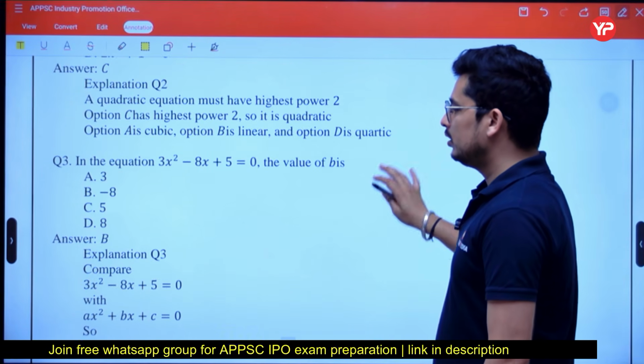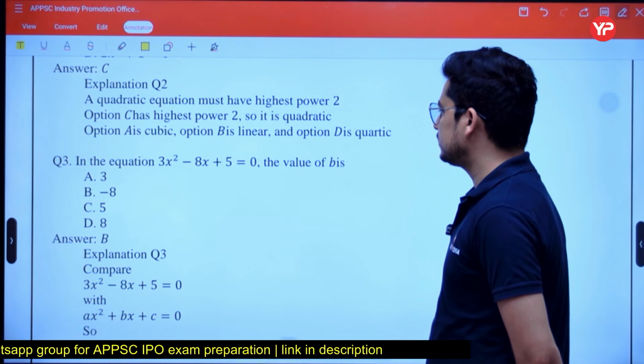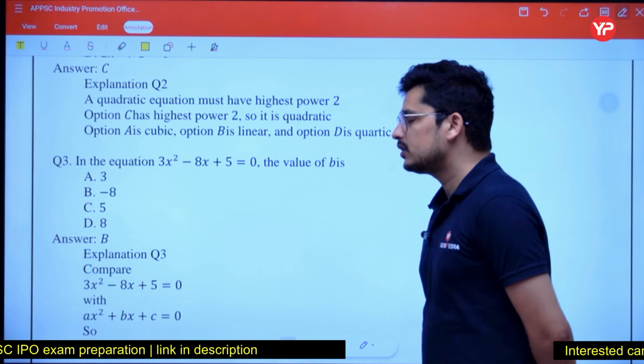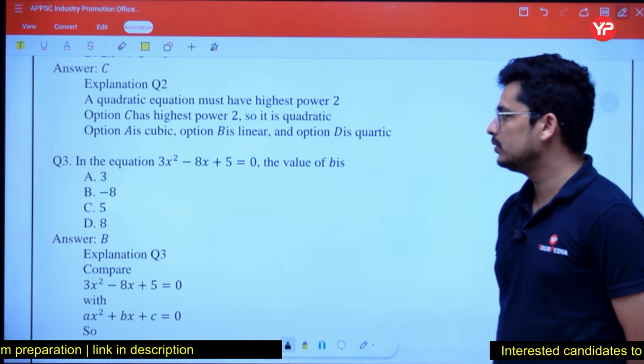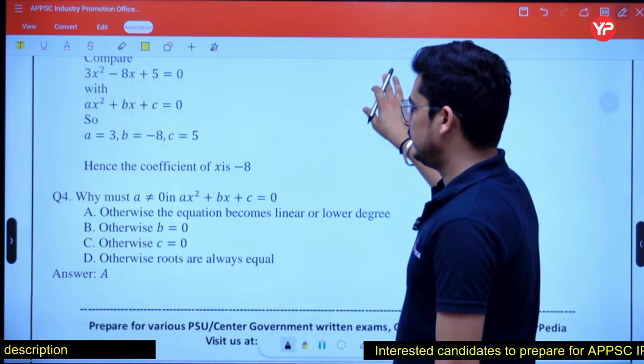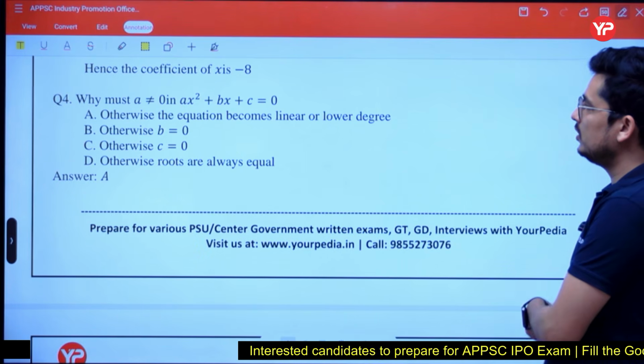In the equation 3x square minus 8x plus 5 equals to 0, the value of b. So you have to compare that equation with ax square plus bx plus c equals to 0. So the b value is going to be minus 8 here, right? Like this.